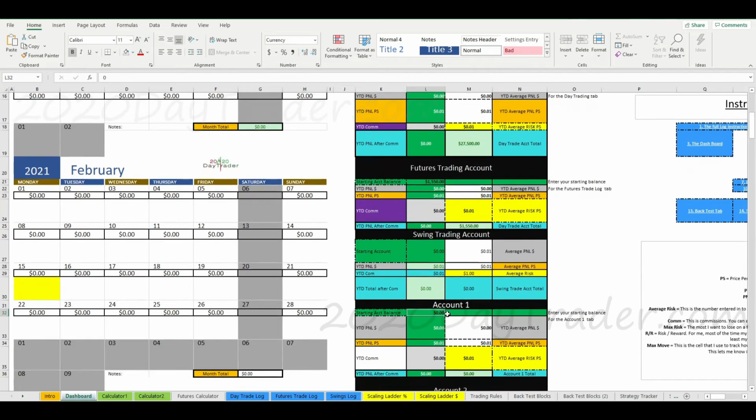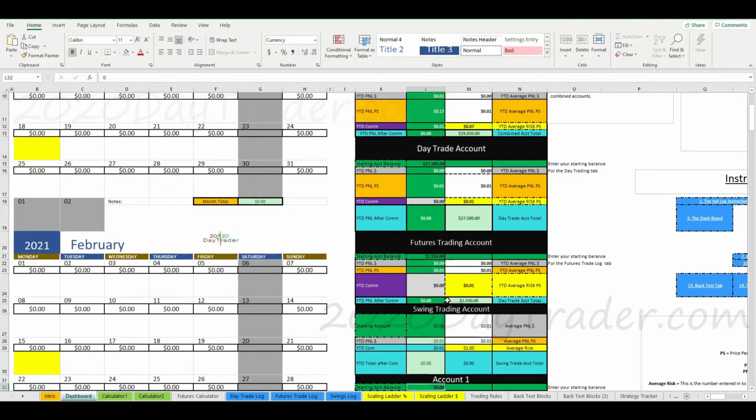So, this is the one I'm going to use for my swing trading, and I'm going to combine those accounts. It's one account, day trading and swing trading. Futures is trading on its own separate thing.